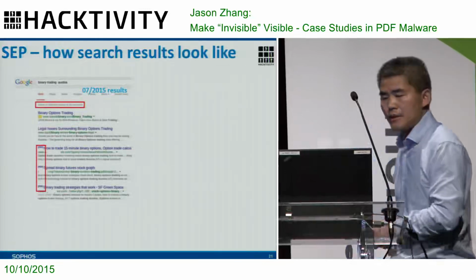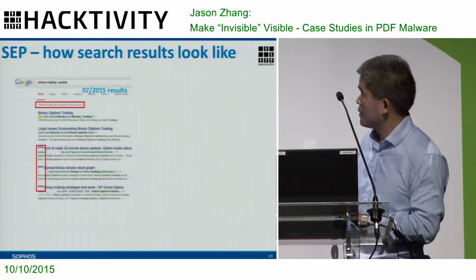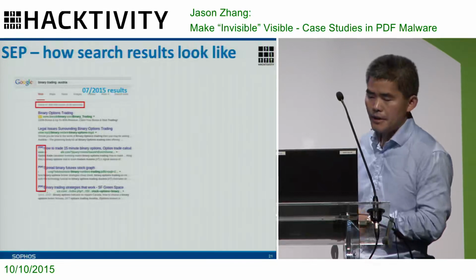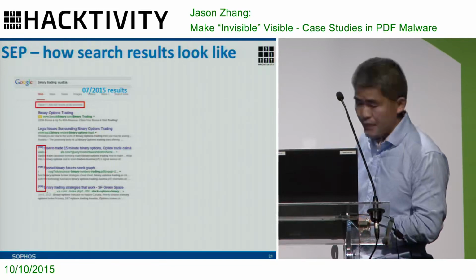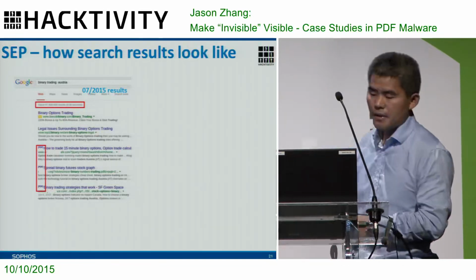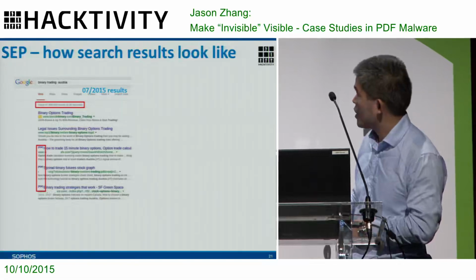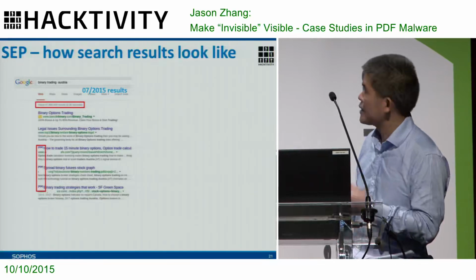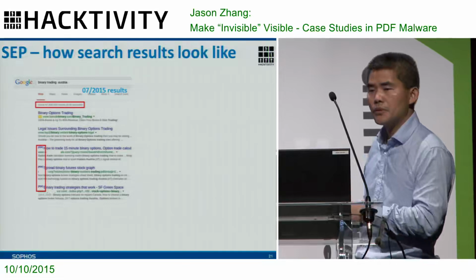So how do the search results look? We did some search on Google in July this year. We entered binary trade in Austria, and we noticed that we got 47 million results. You can see here on the top is the yellow one, which has the AD, meaning advertisement. That is a sponsored advertisement on Google search. This is how Google makes money.